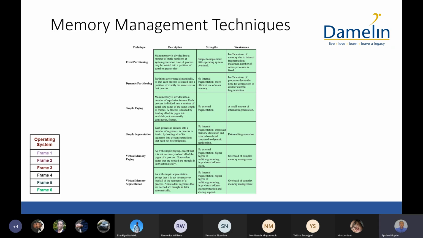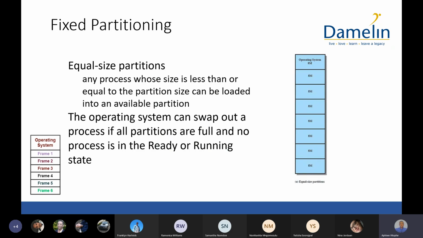We have fixed partitioning, where memory is divided into equal size, fixed length partitions. What are the strengths of this? Simple to implement, little operating systems overhead required. What are the weaknesses? Inefficient use of memory due to internal fragmentation. I'll return to the slide just now, but if you see here, they have a diagram of a fixed partition memory, where all of the partitions, all of the frames, are 8 megs.